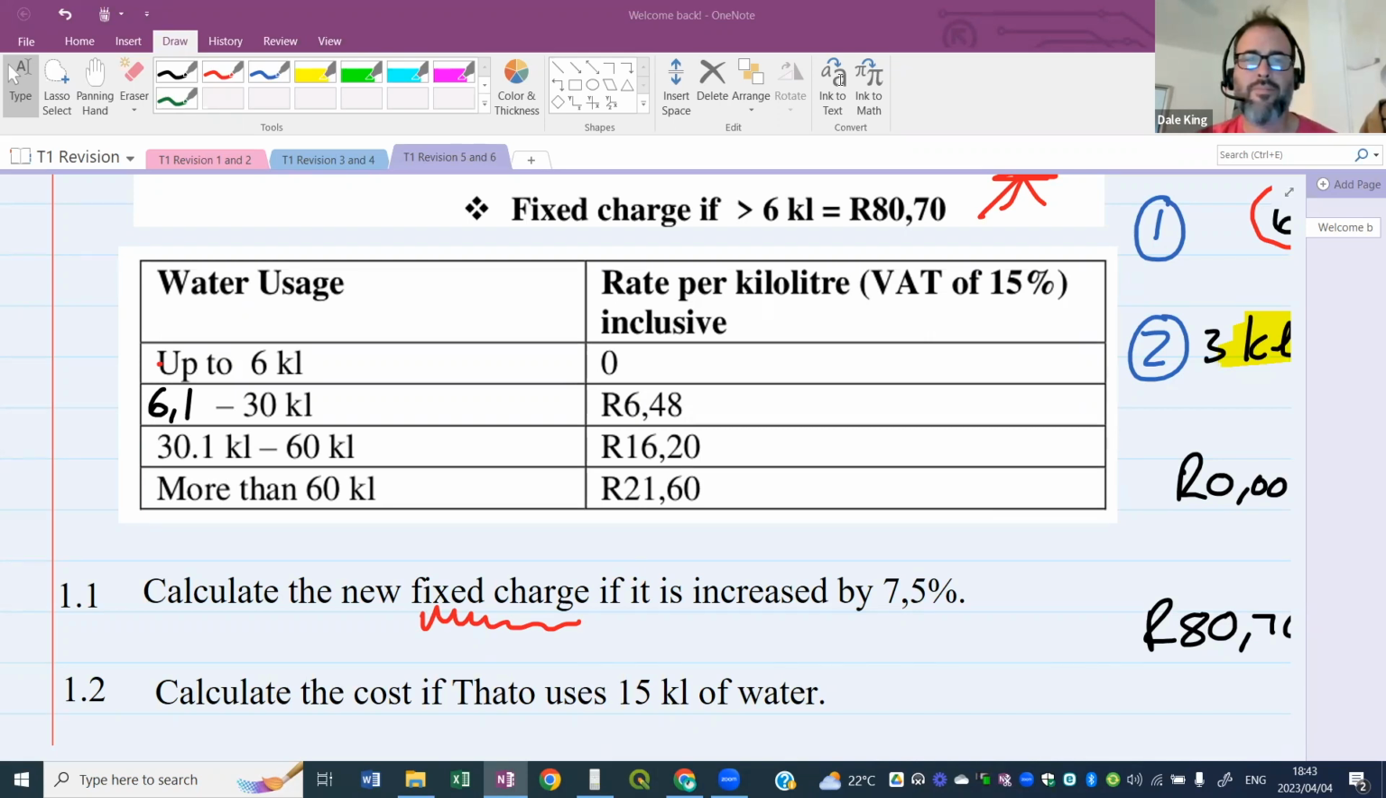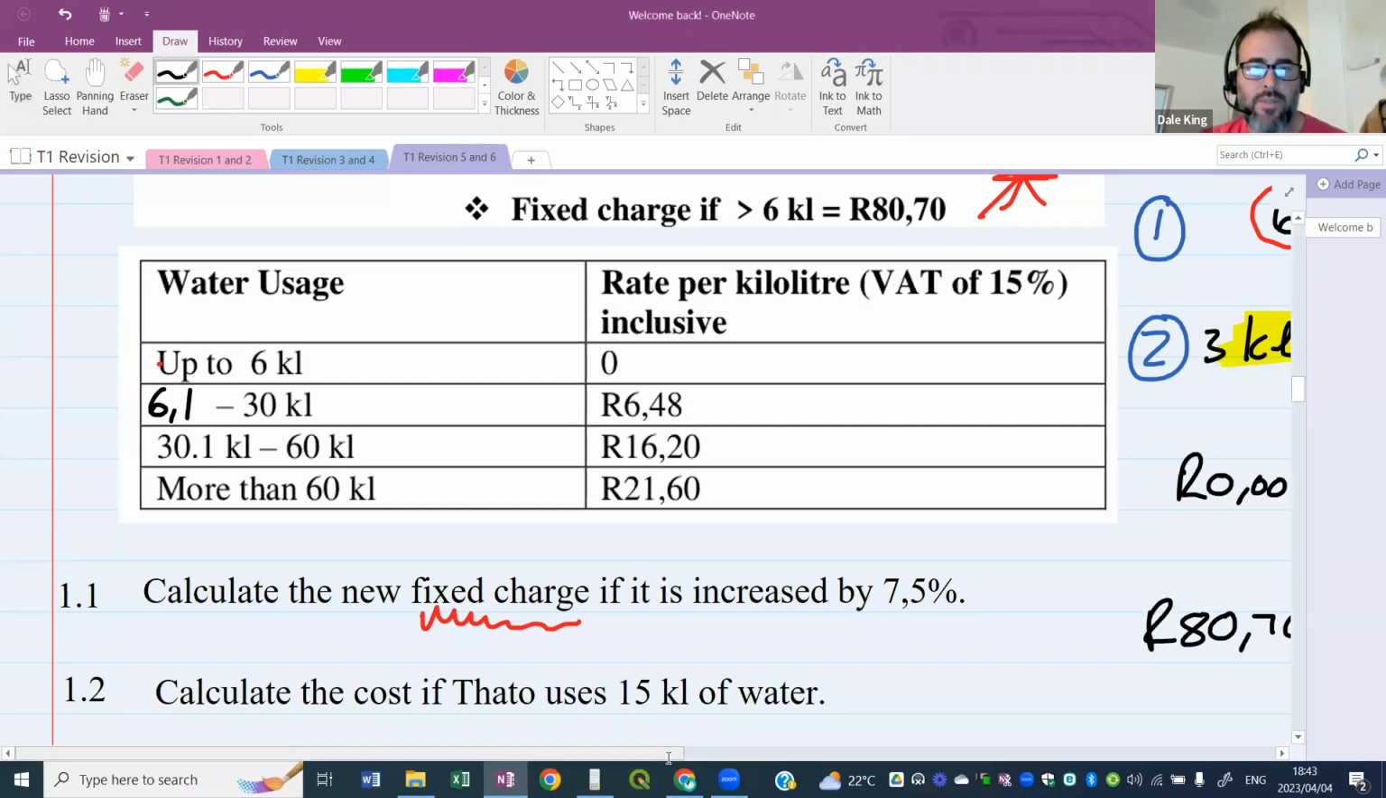Tiamo's already sad. Yes, if you read the top, it says fixed charge if greater than 6 kiloliters. So in the question, is that value more than 6 kiloliters? If so, yes. There we go. Thanks, Sonia.